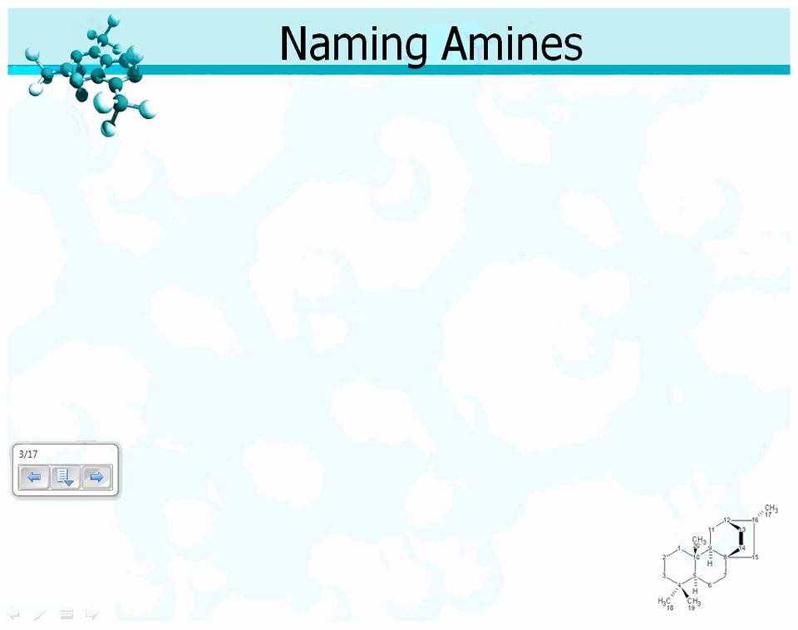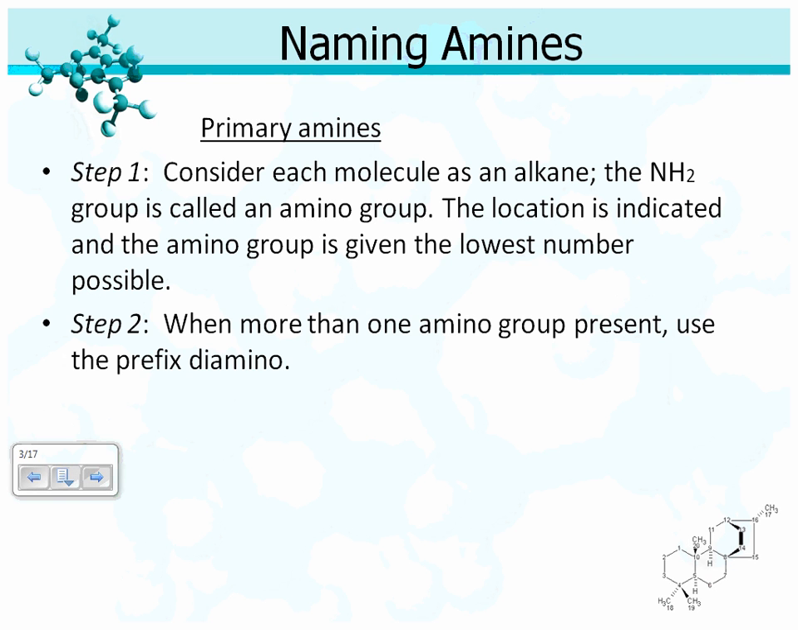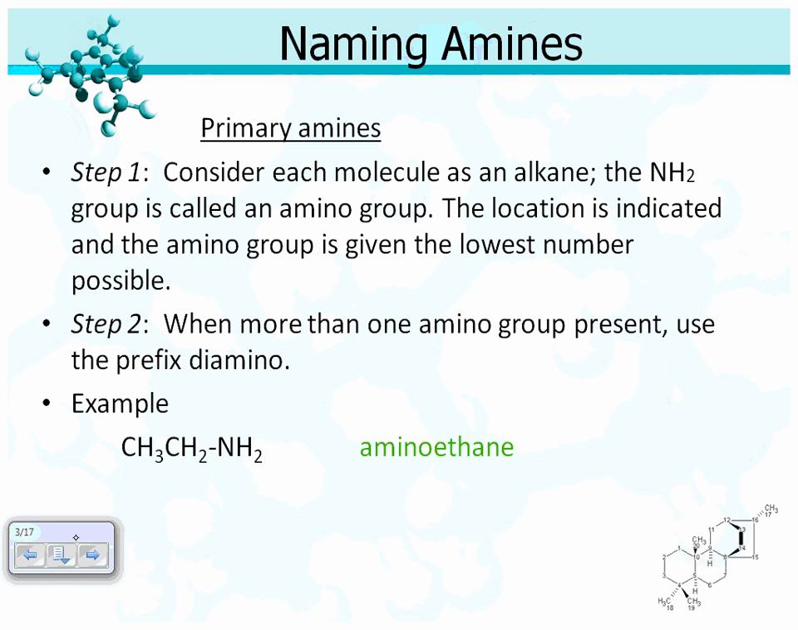All right, so how do we name them? If we have a primary amine, the rules are as follows. You consider each molecule as an alkane, and the NH2 group, you're going to call it an amino group. The location is indicated, and the amino group is always given the lowest number possible. When you have more than one amino group, you have to use the prefix diamino. If there's 3, it's triamino, just like alcohols. And here's an example.